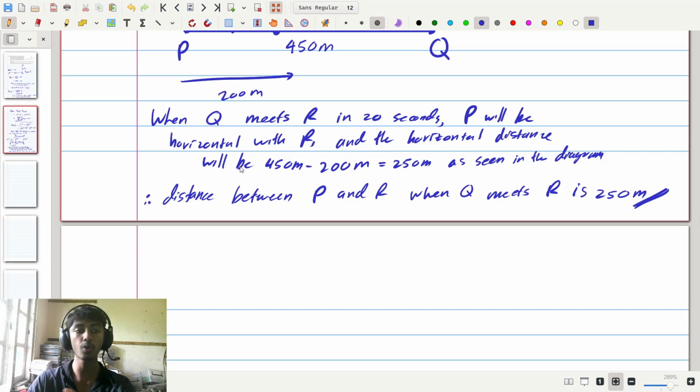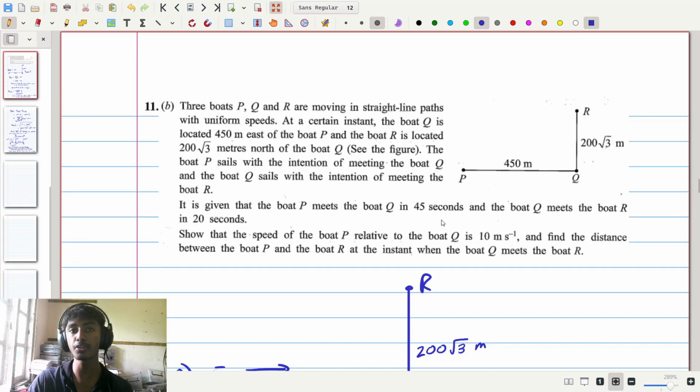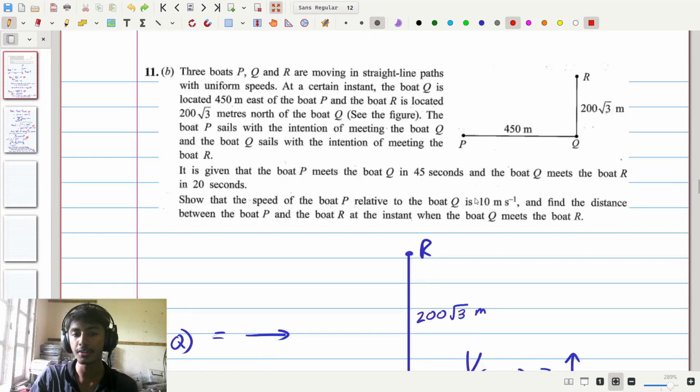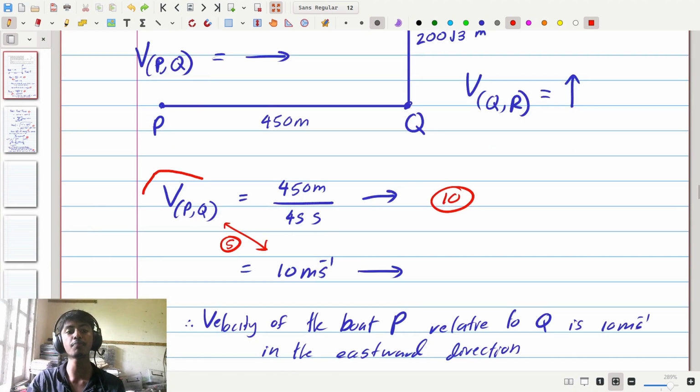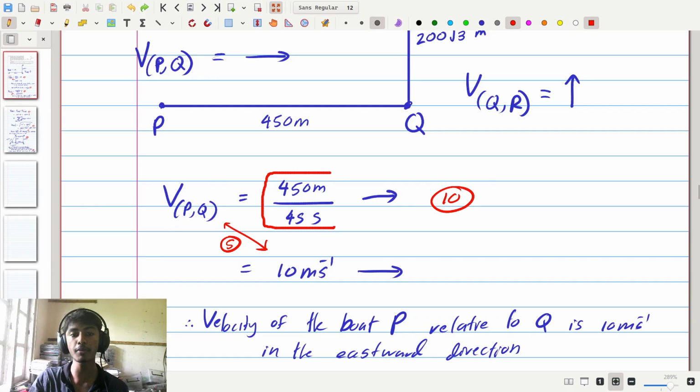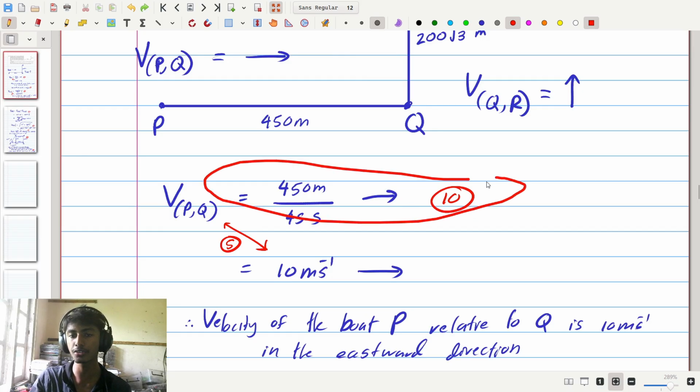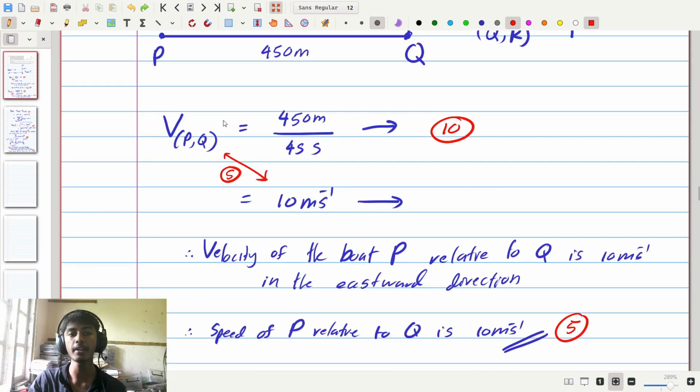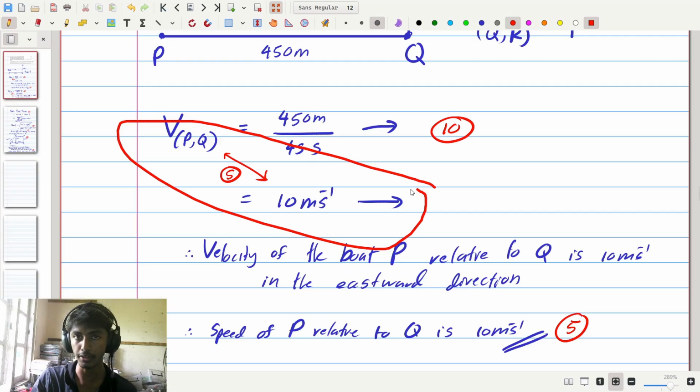Now finally, let's go up and discuss the marks awarded for this question. So at the start of the question, when you find the velocity of P relative to Q, when you take the magnitude as being 450 meters divided by 45 seconds and the direction as being rightward, each of these gets you 5 marks for a total of 10 marks. And after that, when you then find the final value of velocity of P relative to Q and find that it's equal to 10 meters per second in the eastward direction, for getting this correct, you'll get another 5 marks.